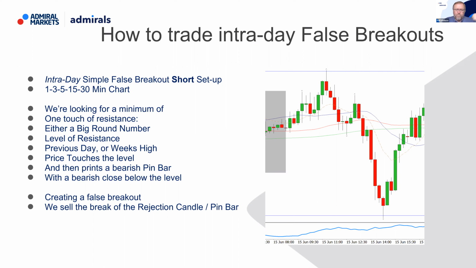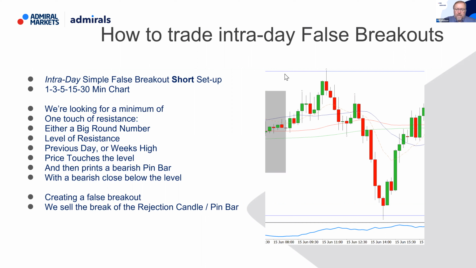So as I said, a big round number, a level of resistance, or a previous day's or previous week's high can be very, very useful. We want to see price touch the level and then reverse off it. Ideally, we'll print a bearish pin bar, or maybe another form of rejection candle, normally a bearish pin bar with a bearish close below the level that it's touched. And what we have there is that false breakout.